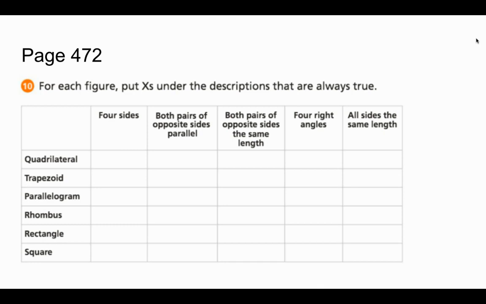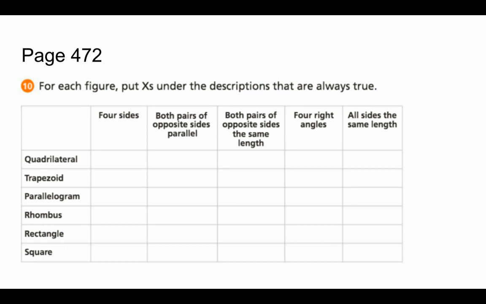We've got page 472. Our job here, for each of these figures, is to put an X under the descriptions that are always true. So quadrilaterals, are they always 4 sides? Yes. Trapezoids, are they always 4 sides? Yes. Parallelograms, are they always 4 sides? Yes. Rhombus, rectangle, square, always 4 sides. So put an X under 4 sides in each of those figures.